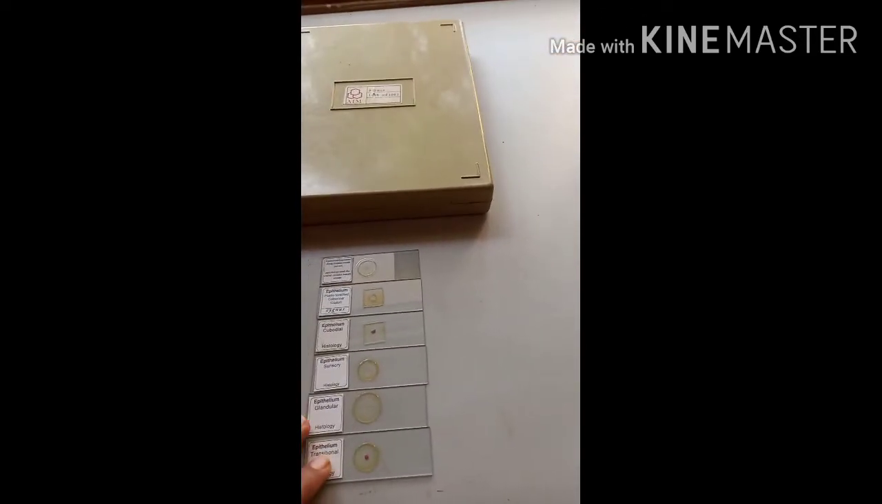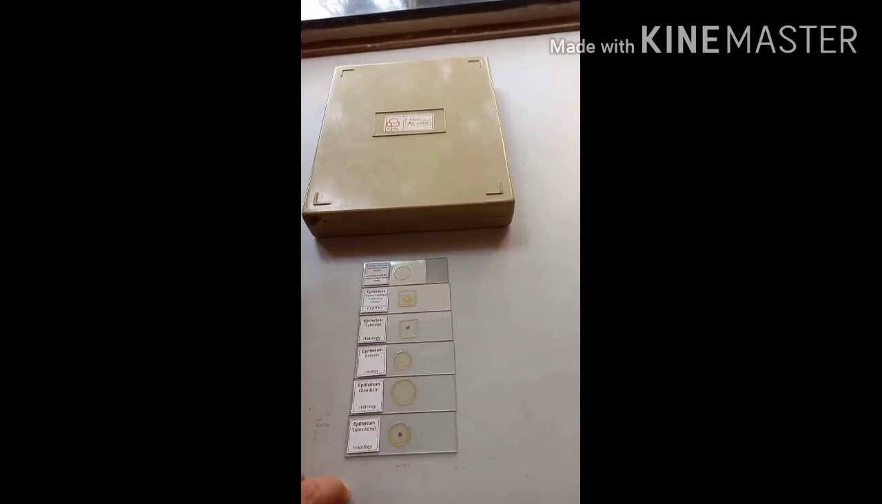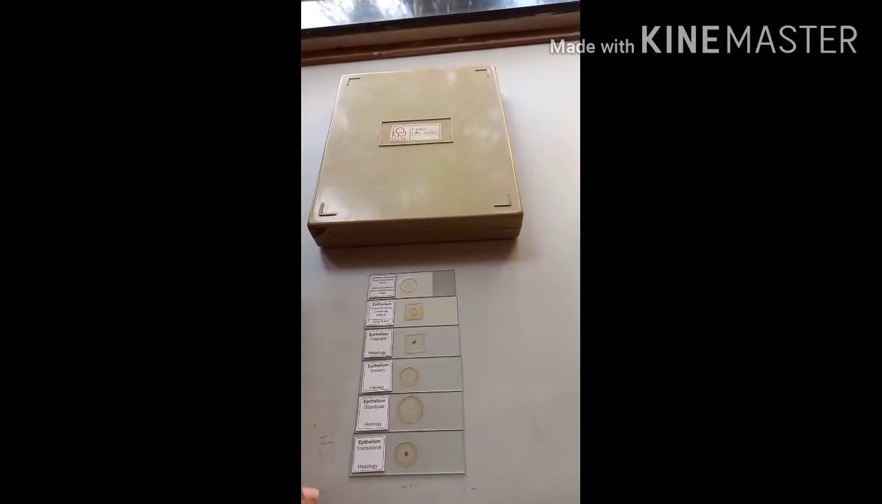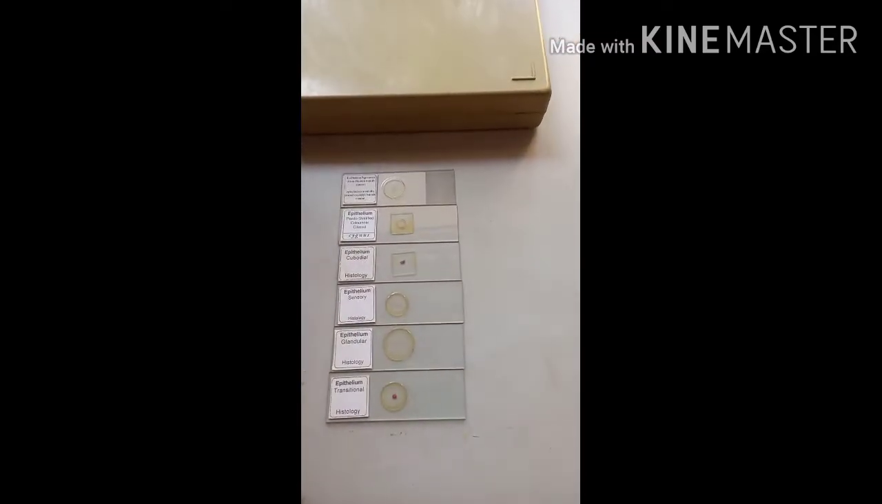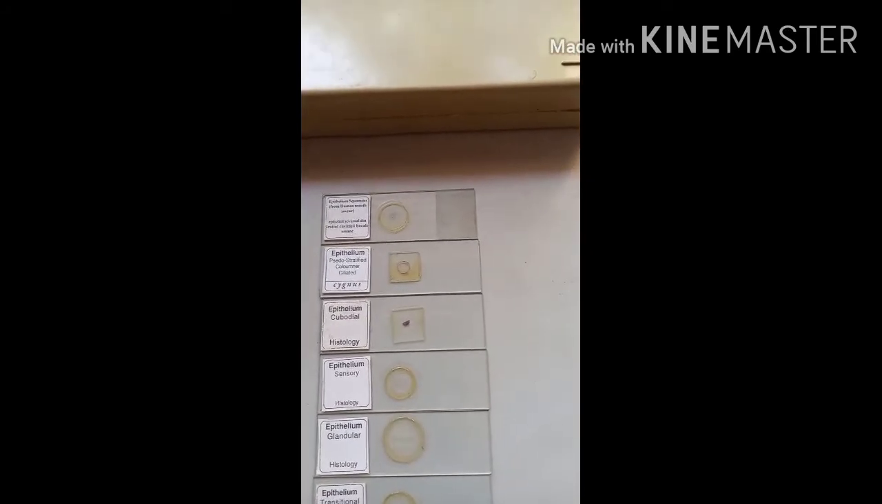In animal tissue we had already learned that 4 different types of tissues are there: epithelial tissue, connective tissue, muscular tissue and nervous tissue. So today we will start this video with some of the epithelial tissue slides we have.